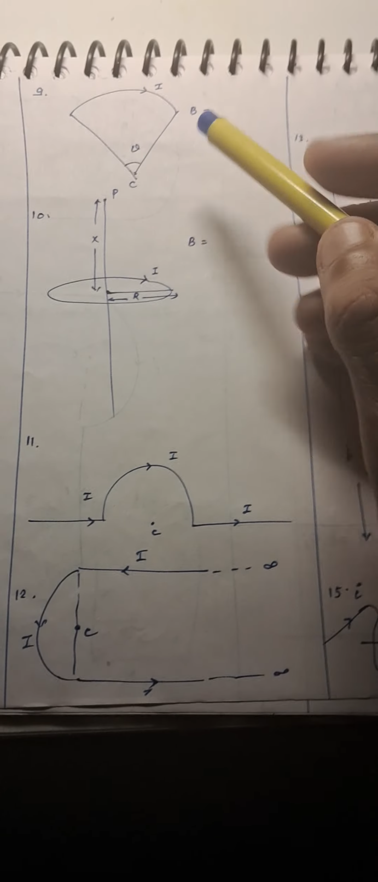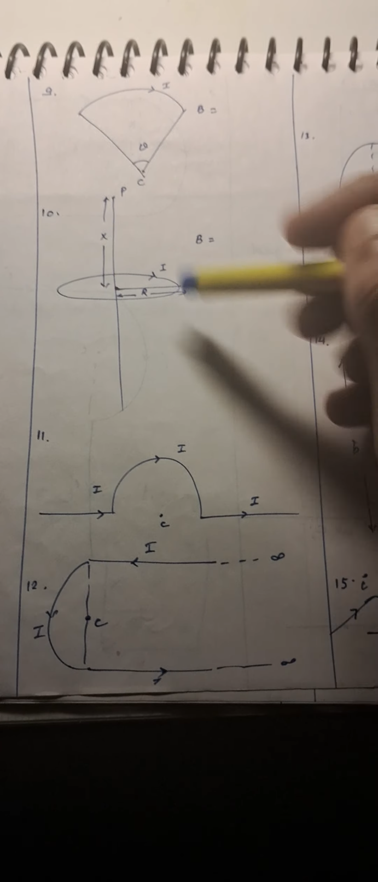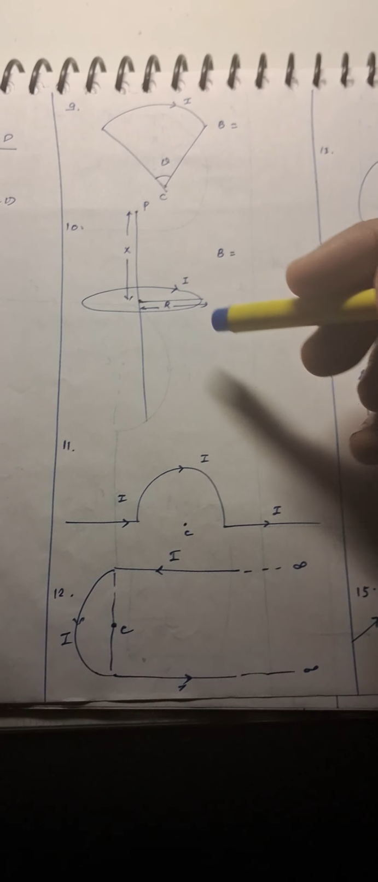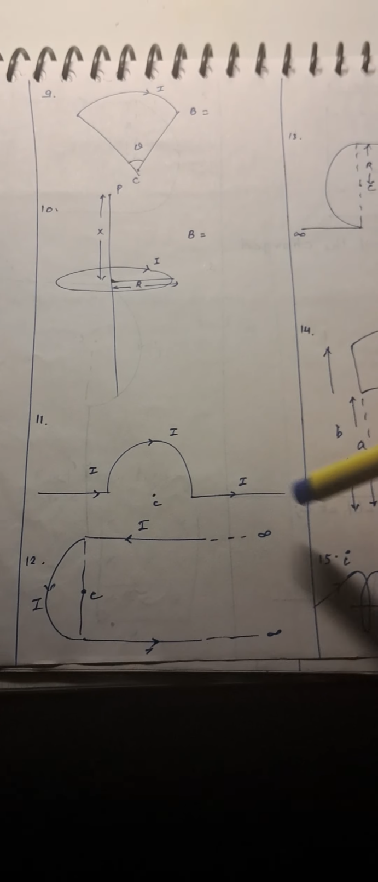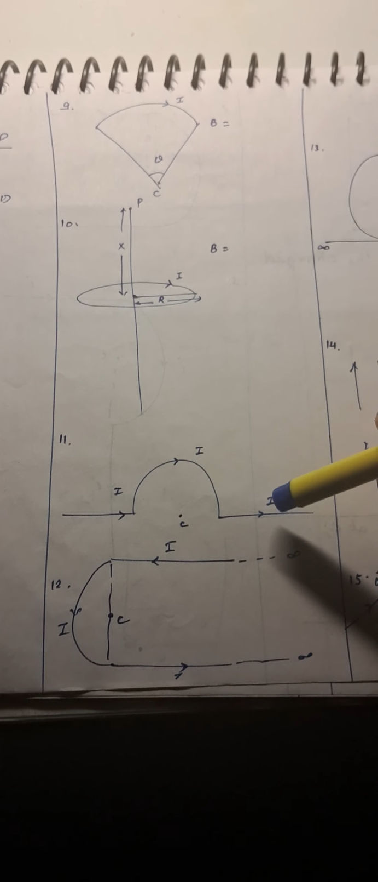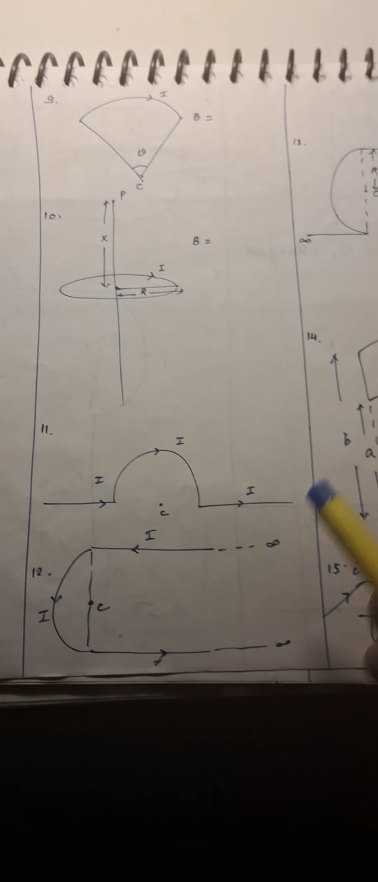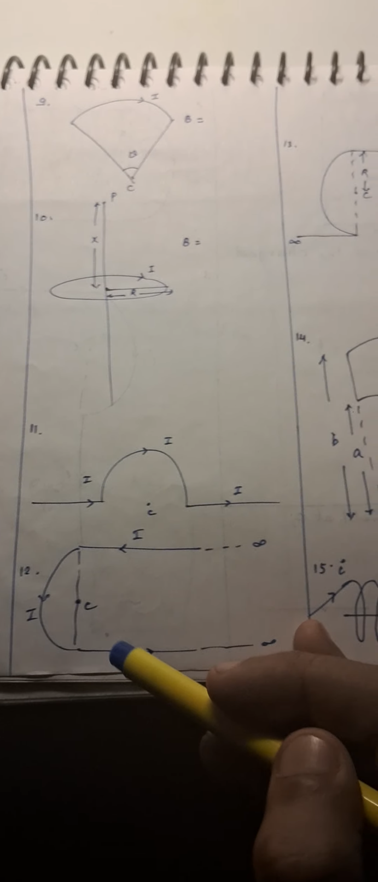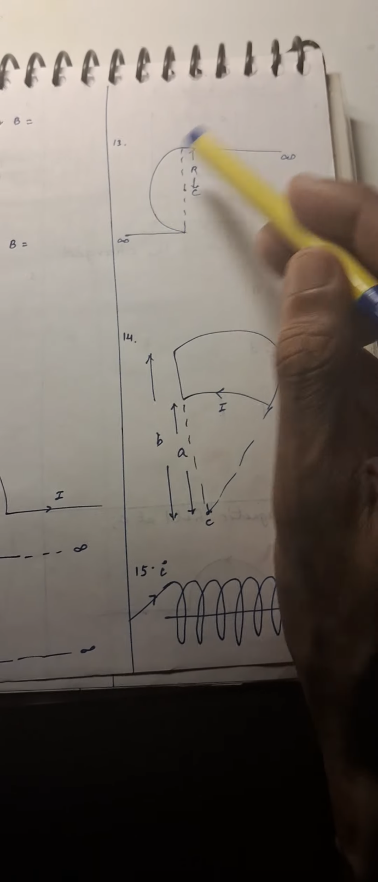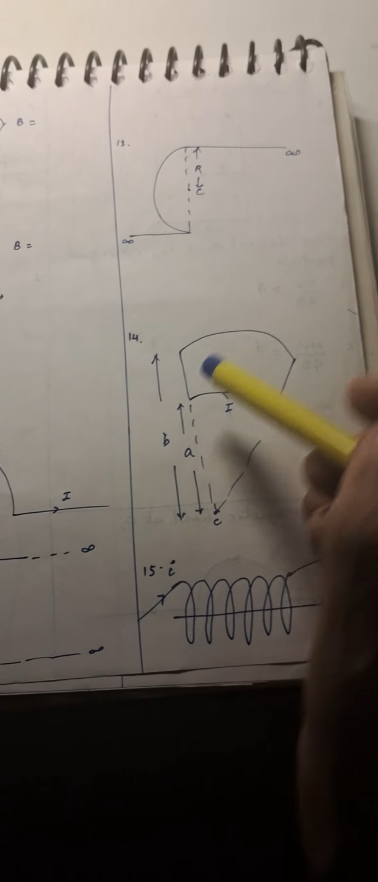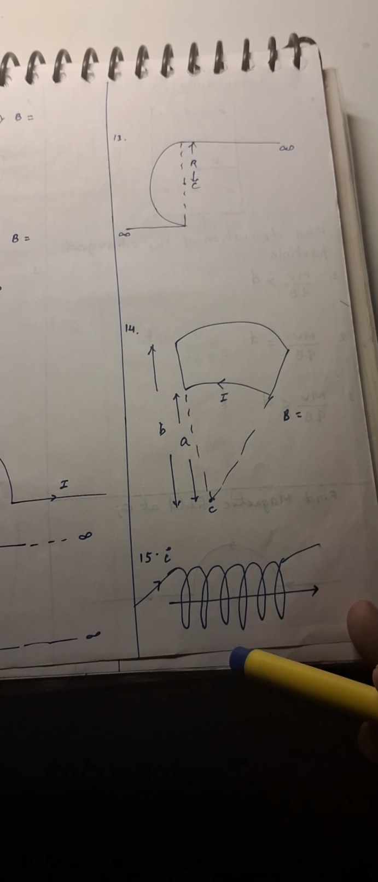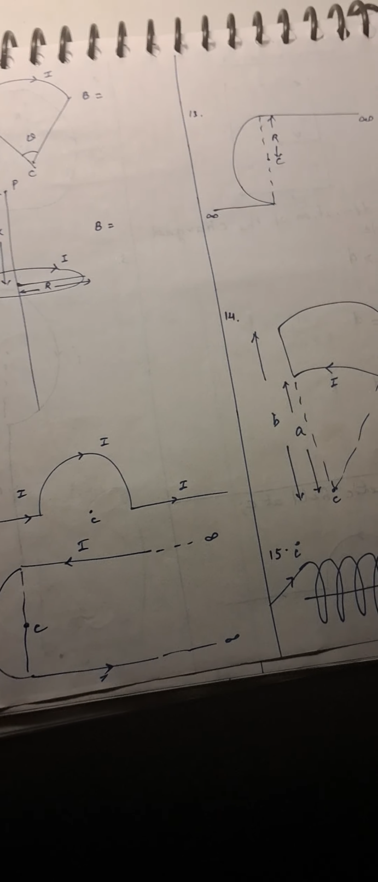Then we have a magnetic field question due to the arc. Then we have due to a ring. Then we have due to a system comprising two straight wires and a semicircle. Then two straight wires, one circle. Then it's manipulation of a straight wire, two straight wires and a circle. Then it's an arc. Then it's due to a solenoid. So we have certain manipulations of that.